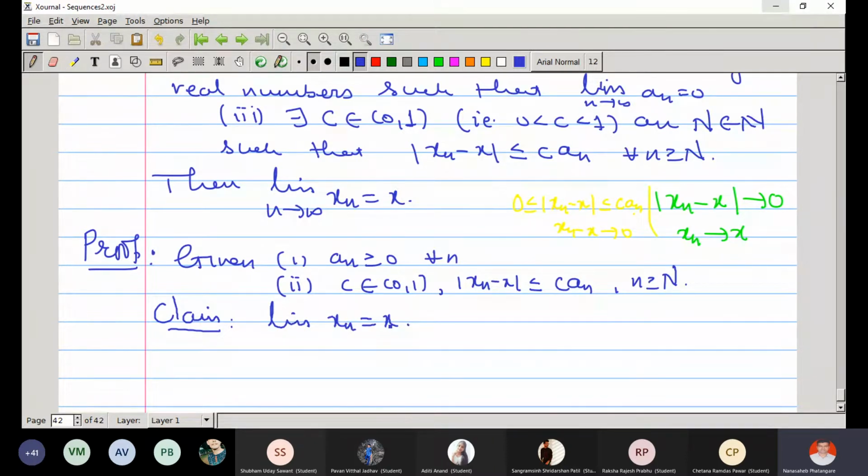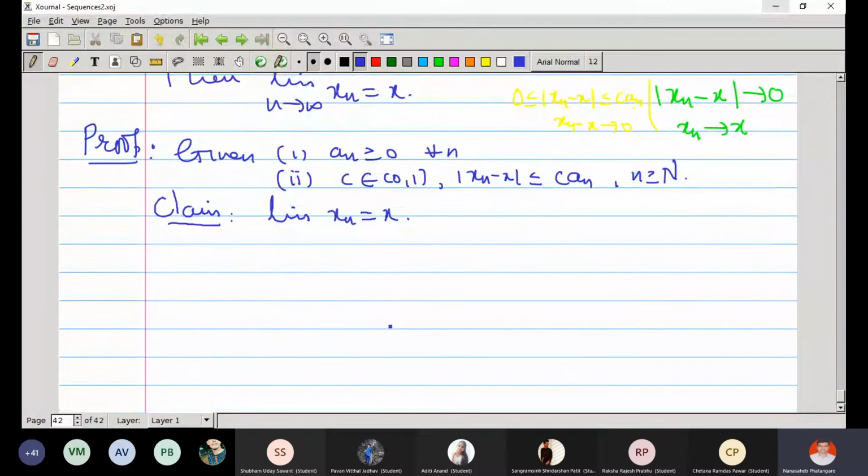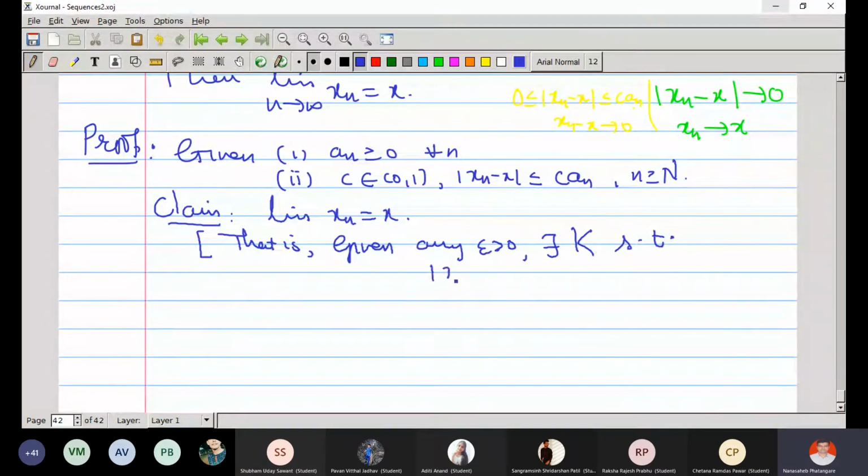What should we do now? What should we prove to show that the limit of xn is x? That is our claim. For any epsilon greater than 0, we can find k. So given any epsilon, we can produce k such that the distance between xn and x is less than epsilon. Right, this is our ultimate aim. Once we are able to do this for every epsilon, we are done, and we can believe that the limit of xn is x.